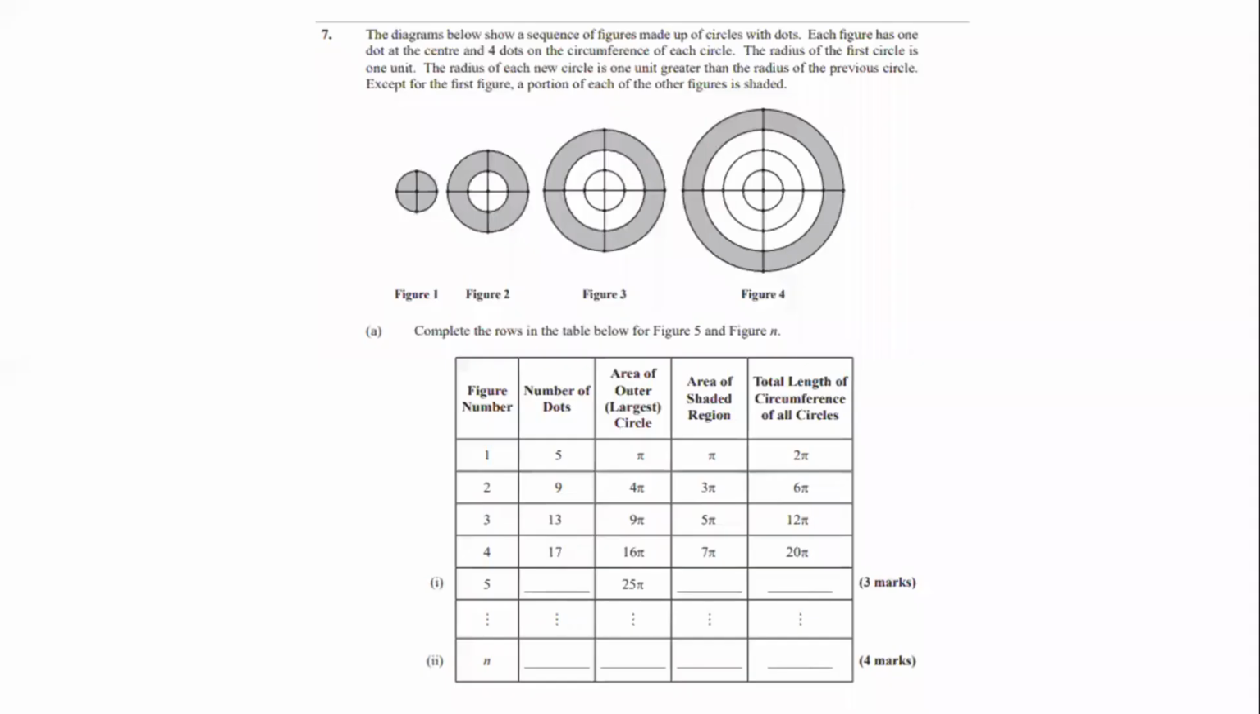So question 7 says the diagrams below show a sequence of figures made up of circles with dots. Each figure has one dot at the center and 4 dots on the circumference of each circle. The radius of the first circle is 1 unit. The radius of each new circle is 1 unit greater than the radius of the previous circle. Except for the first figure, a portion of each of the figures is shaded. So part A says complete the rows in the table below for figure 5 and figure n.